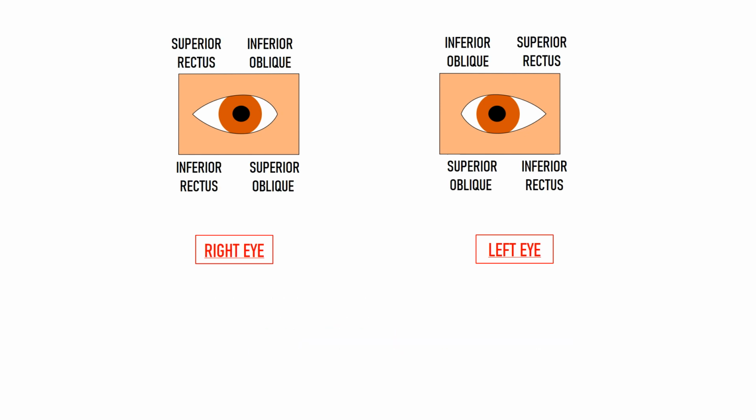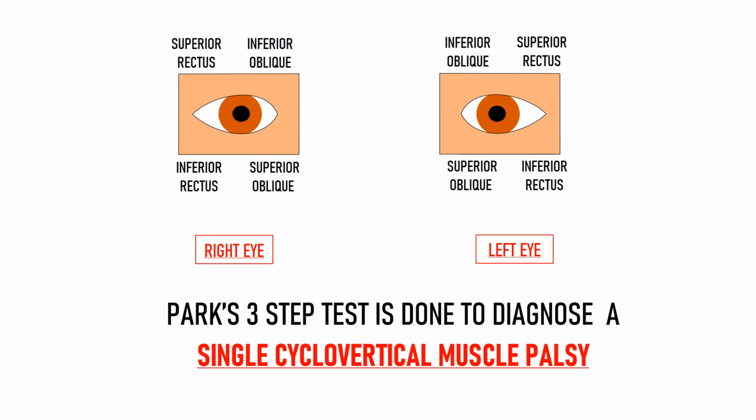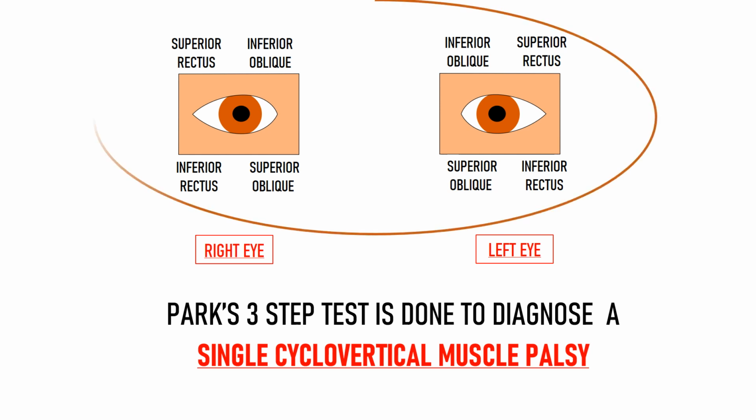Park's 3-step test is done to diagnose a single cyclovertical muscle palsy. So in Park's 3-step test, we find out which of these cyclovertical muscles is paralyzed or palsied. And this test is applicable only when a single muscle out of these 8 muscles is affected. If a person has paralysis or palsy of multiple cyclovertical muscles, that is more than one muscle, then this test would be considered invalid. It will not give us the correct result. In fact, there are many other conditions where this test would be considered non-applicable, and we will discuss them in the later part of this video.